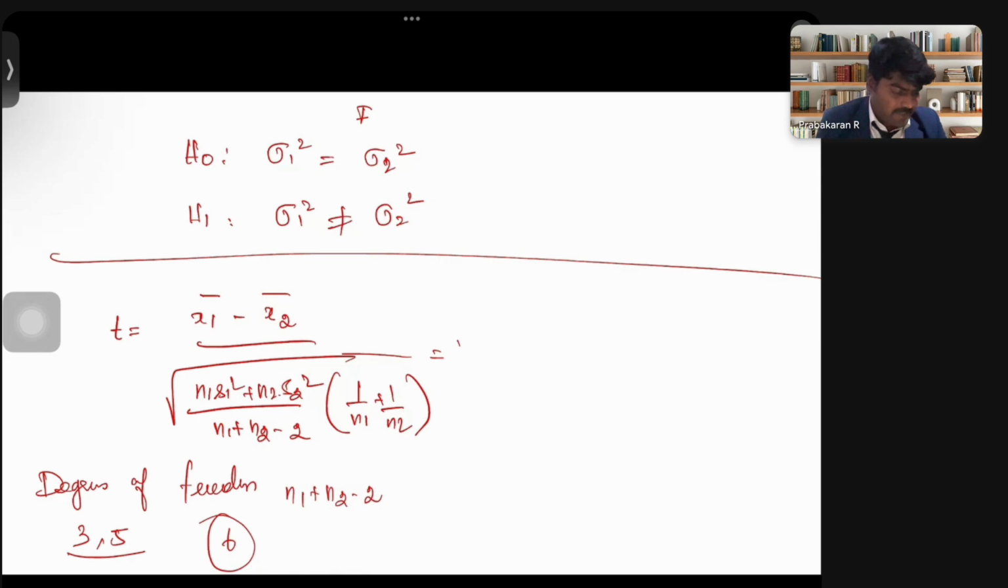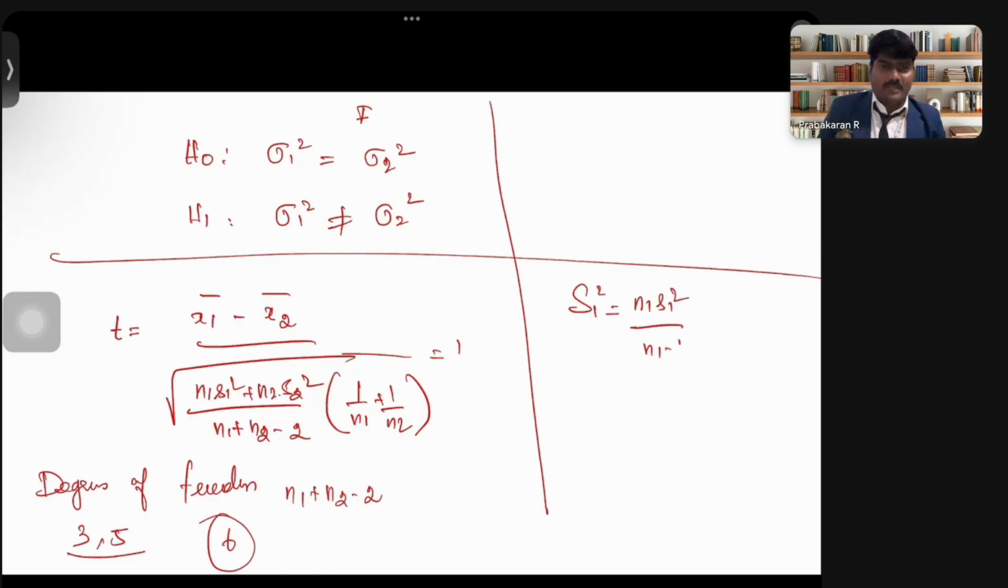Similarly, for the F test, first we have to find the capital S1 square. There is a big difference between small s1 and capital S1. Small s1 square stands for the variance of the first sample. Small s2 square stands for the variance of the second sample. But capital S1 square is n1 s1 square by n1 minus 1. Similarly, capital S2 square is n2 s2 square by n2 minus 1.